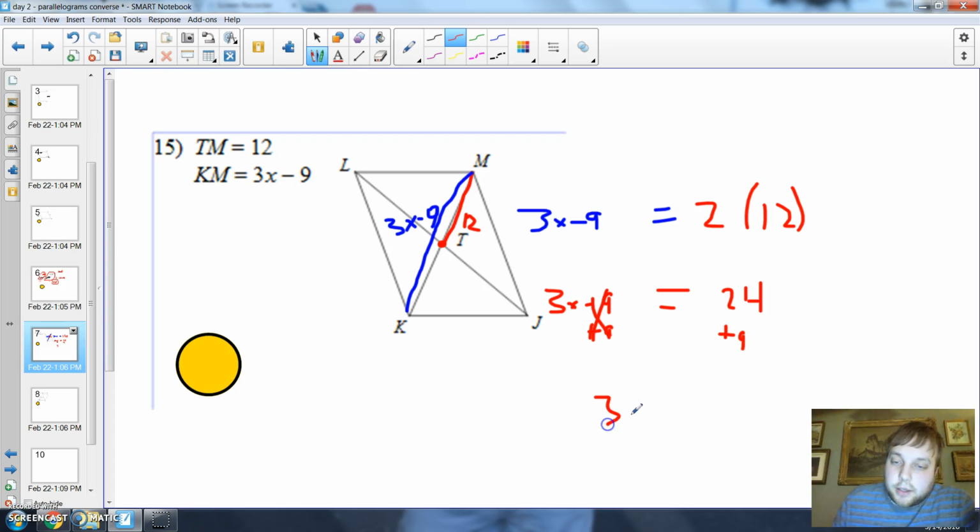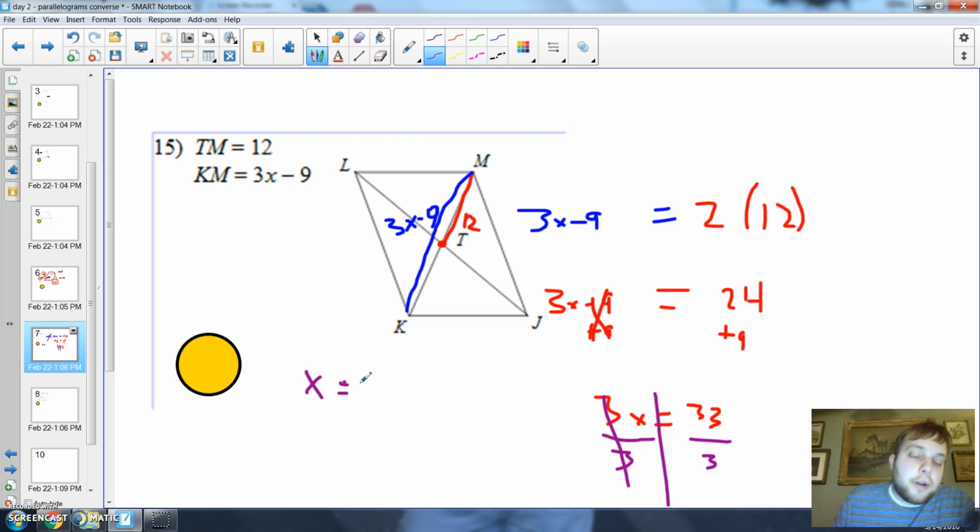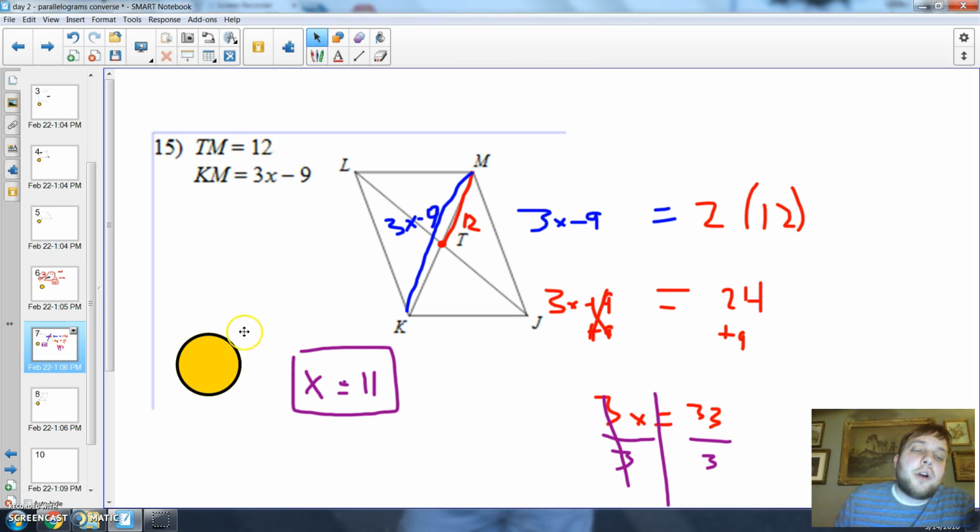And I got 3x equals 33. Okay, then I'm going to divide by 3 over here. And I got x equals 33 divided by 3 is 11. Double check.